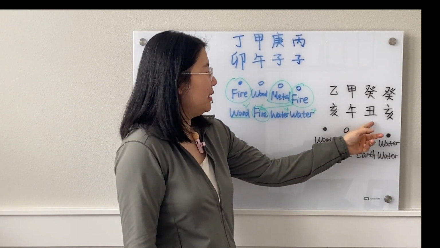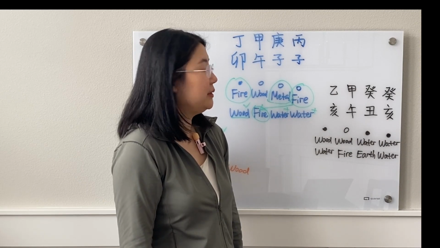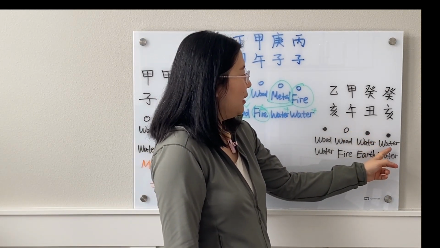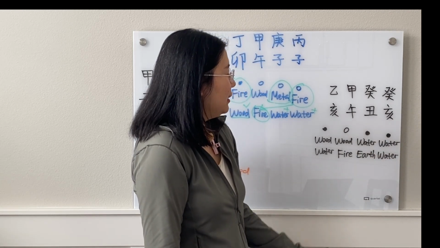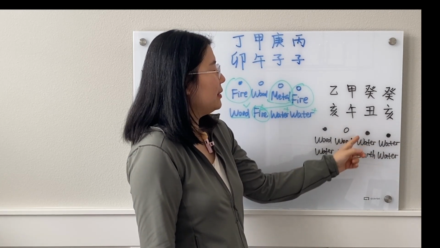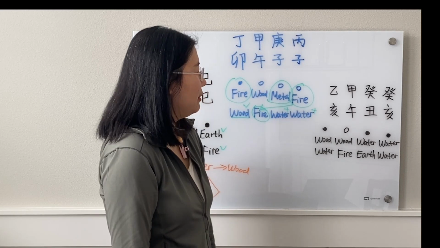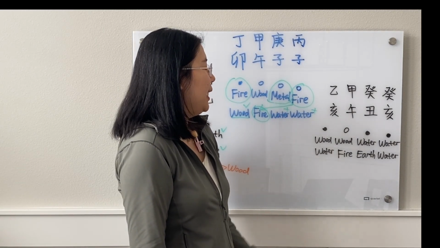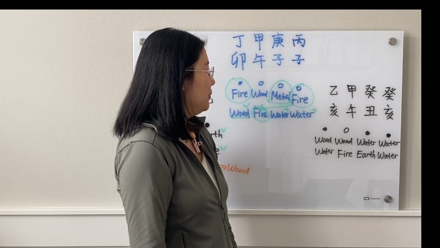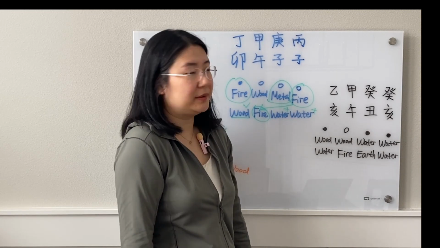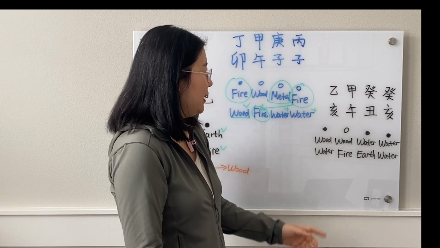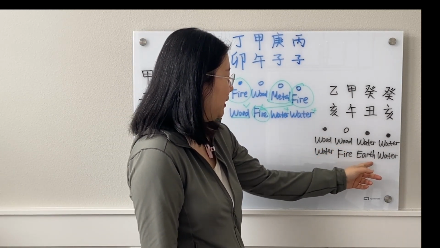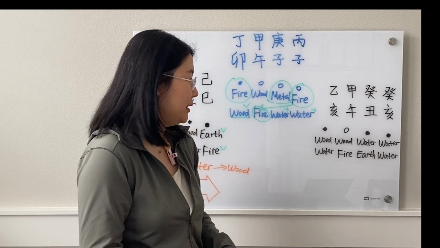The last one is a young wood born in January. So the annual pillar is Yin Water and Yin Water, and the monthly pillar is Yin Water and Yin Earth. The daily pillar is Yang Wood and Yang Fire, and the hourly pillar is Yin Wood and Yin Water. So same concept. What's happening here with my own daily master's condition?